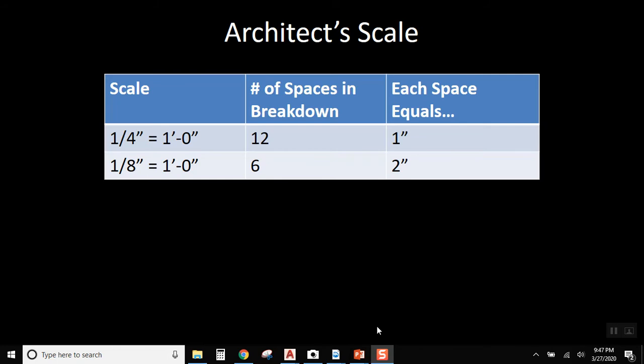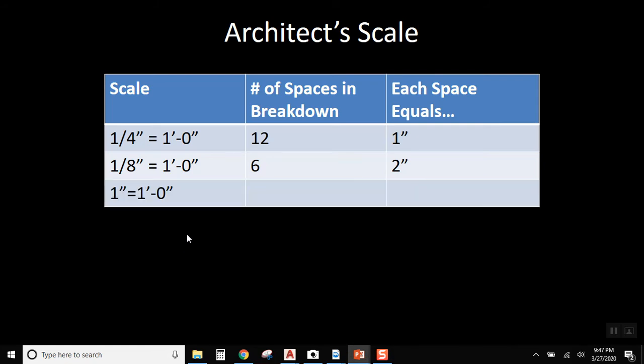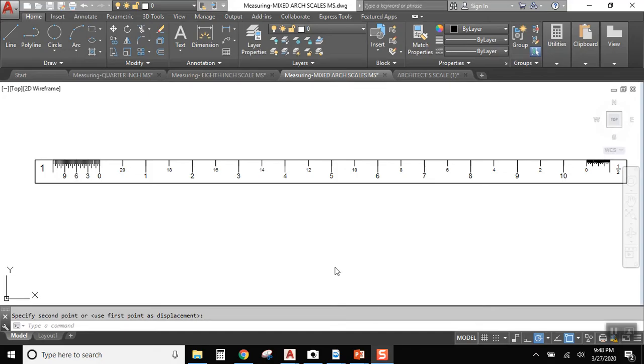What we're going to look at now is another one of the scales on the edge of the architect scale. And that scale is going to be 1 inch equals 1 foot. So in addition to finding it, we want to figure out how does the breakdown work, and within the breakdown, what does each space equal? Okay, so let's go take a look.